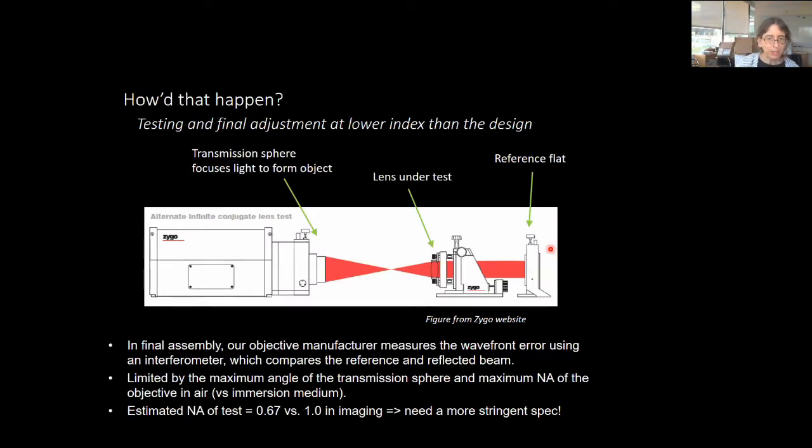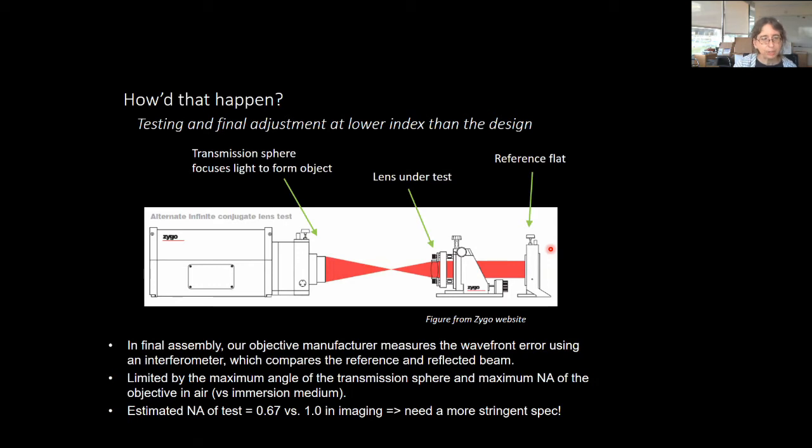It would have been even better if it had been correct the first time. And this was a rookie mistake, but you won't have to make it, because I'm going to tell you how to not make the same error that I did. So the rookie mistake was I didn't understand how these objectives were going to be tested and built.